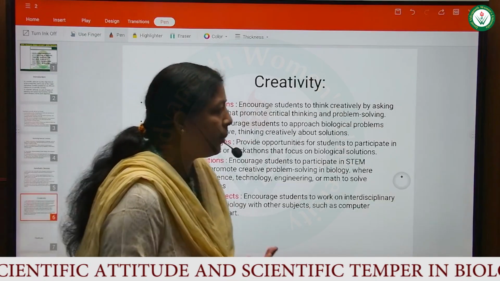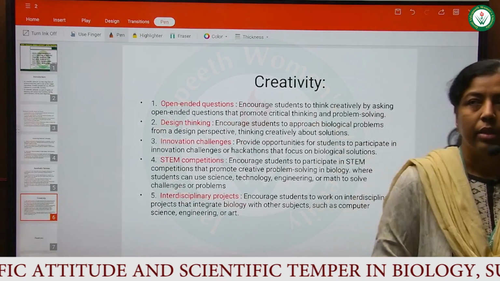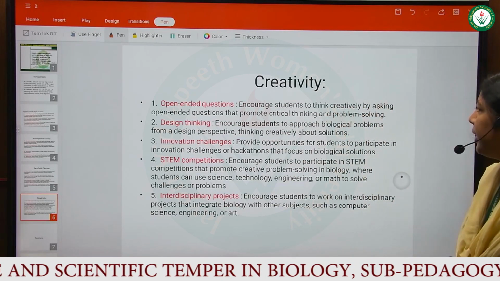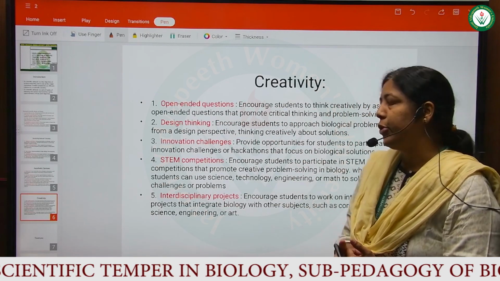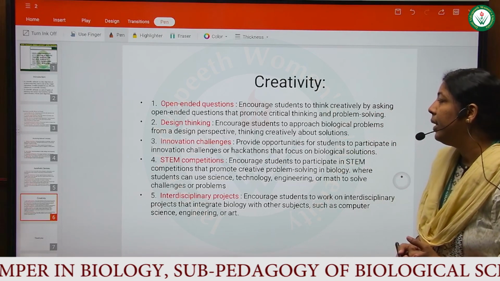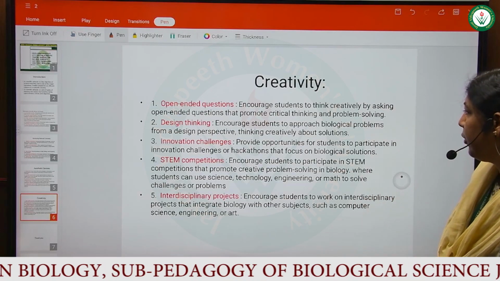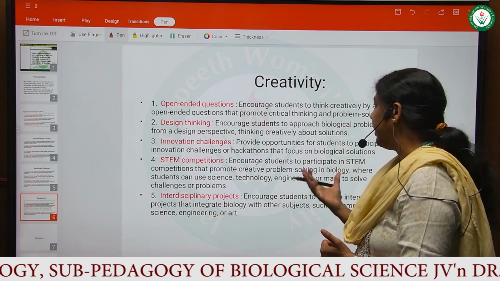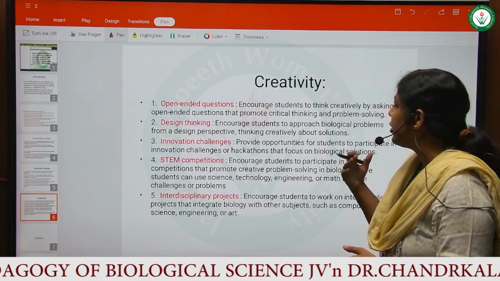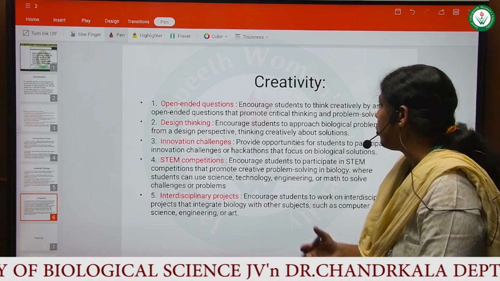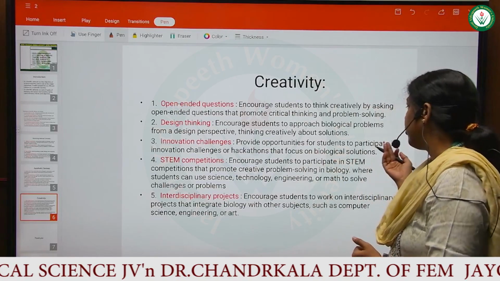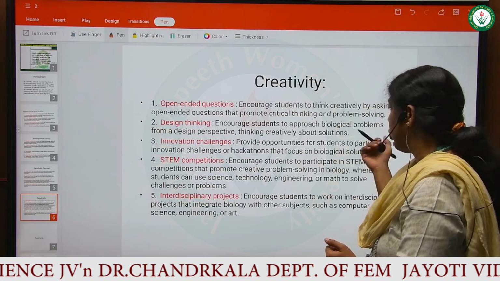Creativity can be developed within the students by open-ended questions, encouraging students to think creatively, asking open-ended questions to promote thinking and problem solving ability. Then designing thinking ability, where we can go for thinking creativity and they are getting solutions out of that. Innovation challenges can be provided to the students, where they can participate in innovations, like a hackathon focusing on biological solutions.